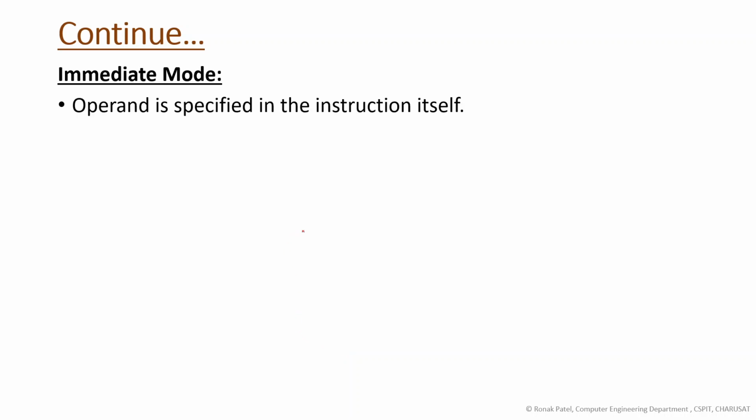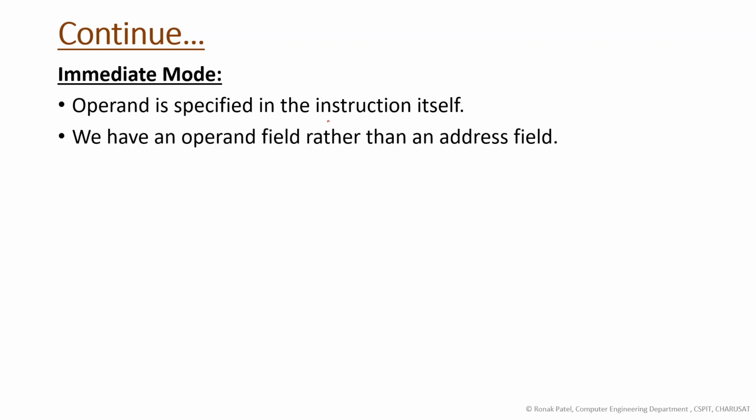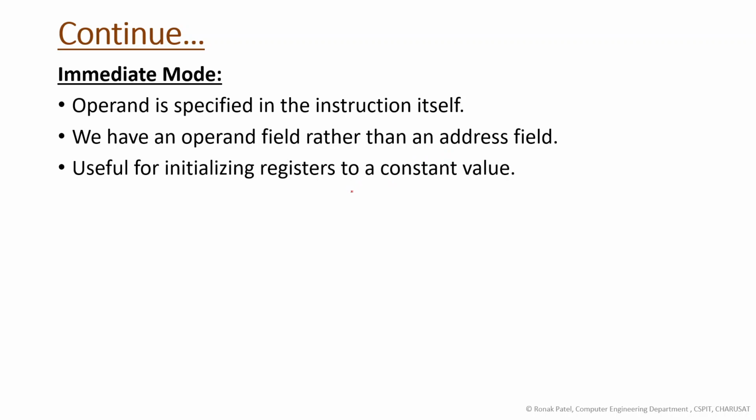The next is immediate mode, right? So in immediate mode, the operand is specified in the instruction itself. Here, the operand is specified in the instruction. In the previous case, neither address nor the operand is in the instruction. We are just using the operation code. But here, the operand is specified in the instruction. So we have an operand field rather than an address field in immediate mode. And this is useful for initializing a register to a constant value, right? So in such cases, this immediate mode is useful.